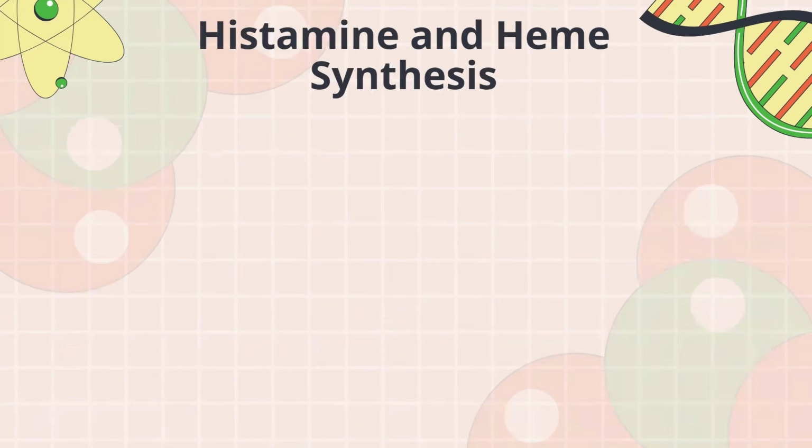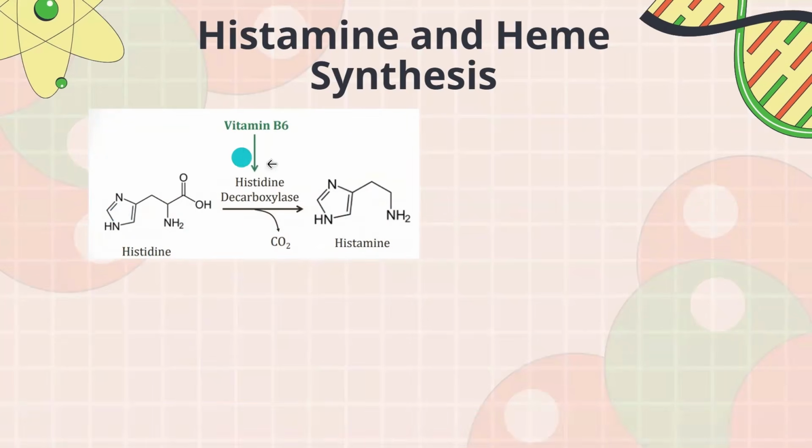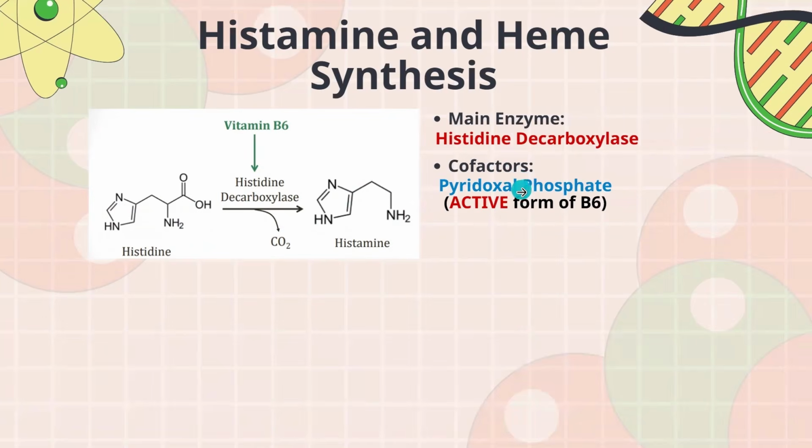Now, let's talk about histamine and how it relates to heme synthesis. So histamine, and by the way, this is so easy. Here we're going to have something called histidine. Histidine is going to contribute to the formation of histamine by something called histidine decarboxylase. Basically, we're removing a carbon and we're forming histamine. And what supports it here, the cofactor, is actually vitamin B6. Okay, like how we just talked about tryptophan and the formation of niacin, vitamin B6 is also here. So we're also going to notice it's going to release CO2. Okay, so main enzyme histidine decarboxylase, cofactor pyridoxal phosphate, the active form.